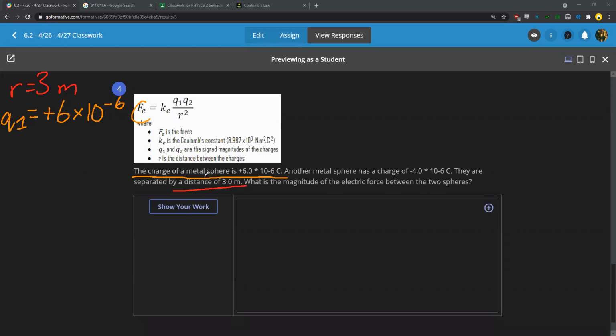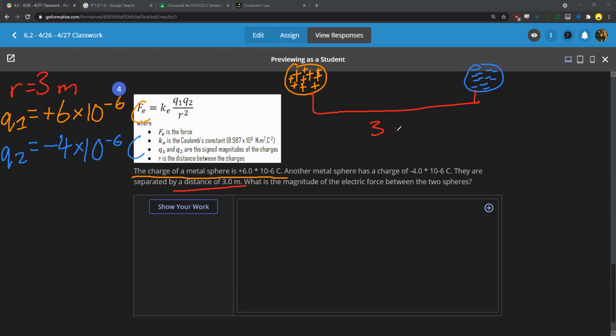All right, that's charge number 1. So the charge of this metal sphere. You have a metal sphere that's positively charged, right? And Q2 is -4 times 10 to the -6 coulombs. Which means sphere 2 is negatively charged, right? Well, I mean, there's more electrons than protons here. And they're separated by a distance of 3 meters.